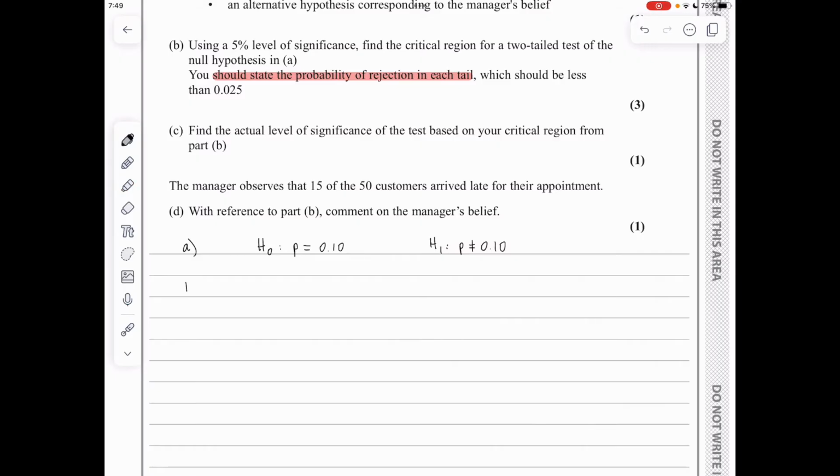So for this part B, I will start by defining my random variable X to be the number of customers who arrive late, and we can see that under H0, which means that if the null hypothesis is true, the random variable X follows a binomial distribution with n being 50 and p being 0.10. This is because each customer is treated as a trial. They will either be on time or late, and we assume that the probability of being late is constant at 0.10.